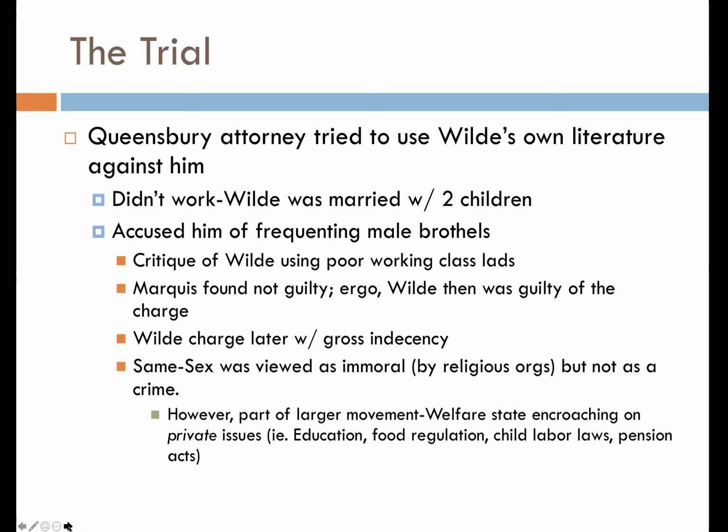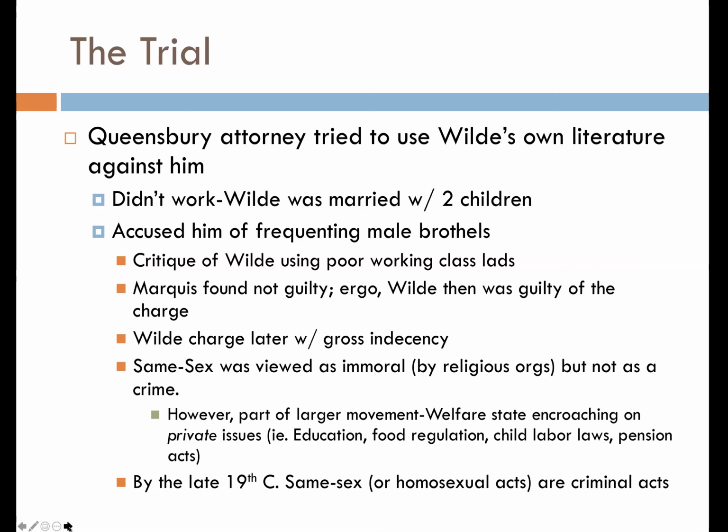Also, we see, again, the state taking a much more active role in people's lives through the implementation of food regulation, child labor laws, pension acts. So the welfare state is encroaching on people's private lives in different ways. And this case at least is another example of the state saying, look, this is how you ought to behave. So by the late 19th century, which is the late 1800s, same-sex activity, now with this concept of homosexual identity tied to it, becomes considered criminal acts. And I'll talk about another example, which is very funny, if you will, because they could not charge people with a crime because there were no homosexual laws at the time.